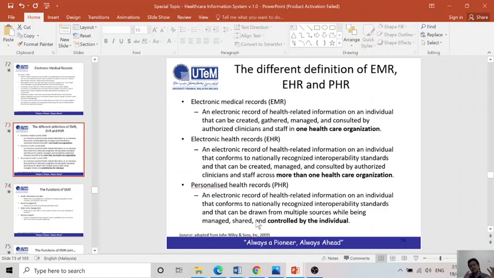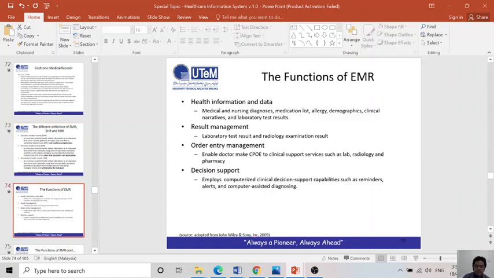So this chapter is about the electronic medical record, because without the EMR, the healthcare information system cannot function accordingly. The purpose of the healthcare information system, which consists of a lot of healthcare information system applications, is to generate the electronic medical record. So the function of the EMR is to store the health information and data.